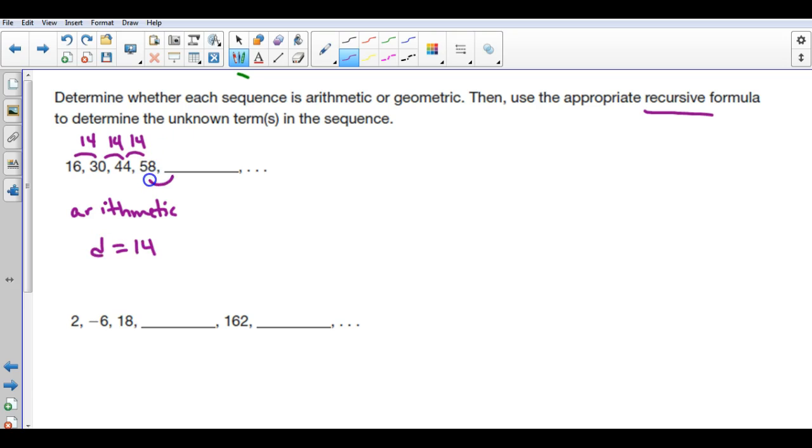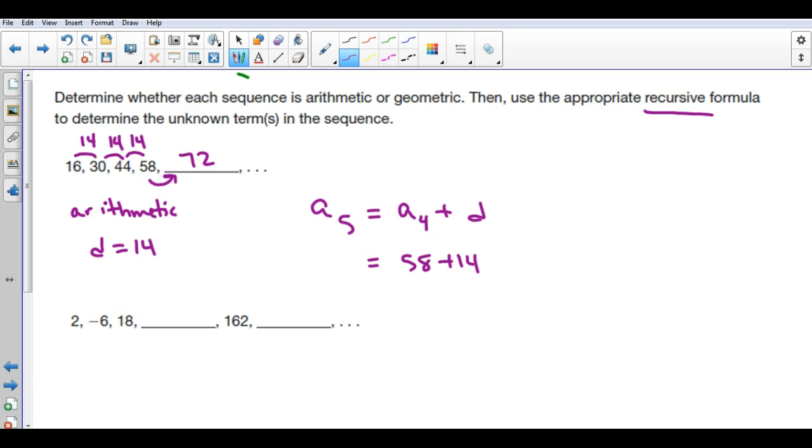So if I want to find my next term, in order to figure out what the fifth term is here, so in order to figure out what A5 is, what you're going to do is take your fourth term and just add the common difference. So you always take the term before it and add the common difference. So I'm going to take 58 plus 14, and that's going to give me my fifth term of the sequence, which is 72.